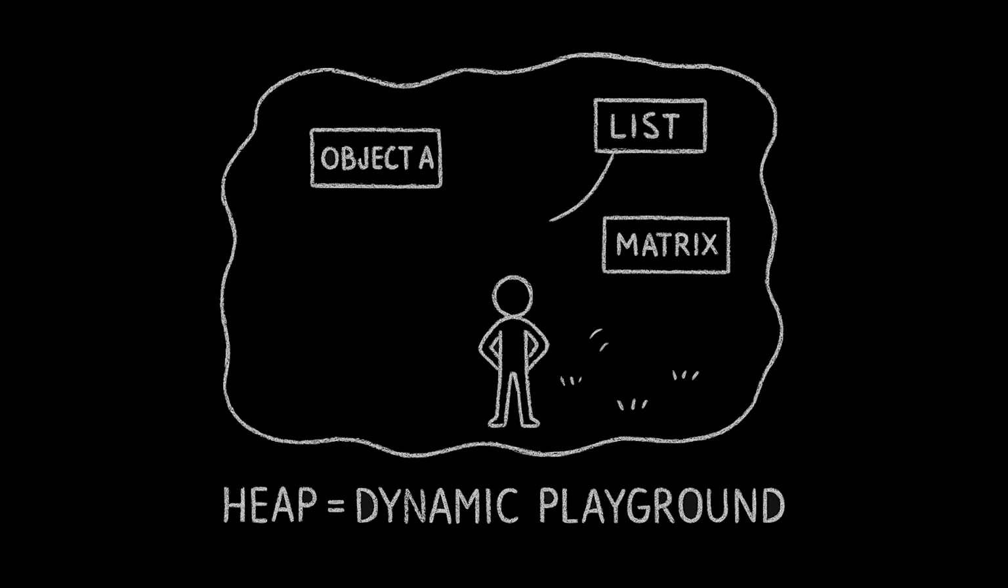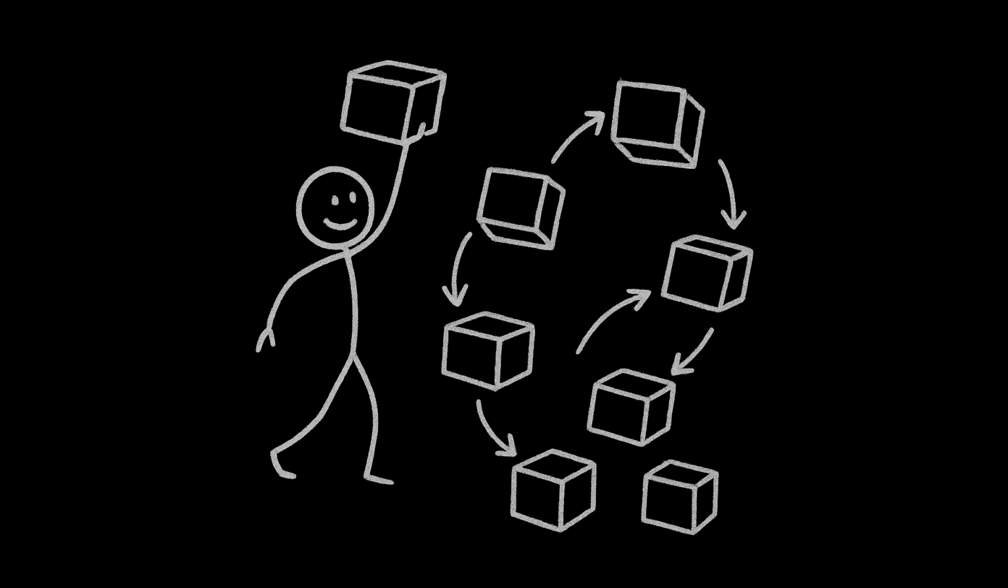We can allocate and free memory in any order. That makes the heap extremely flexible. If we need information that lives longer than a function call, or if we need large data structures, the heap gives us the freedom to do it. But this freedom comes at a cost.